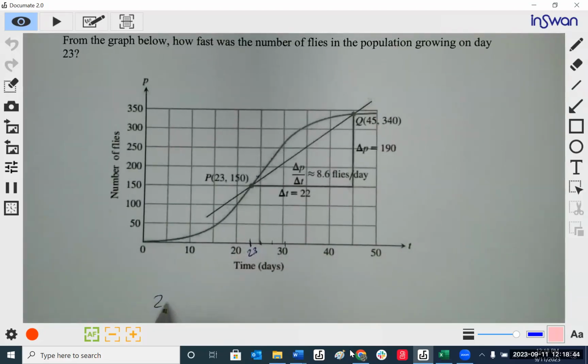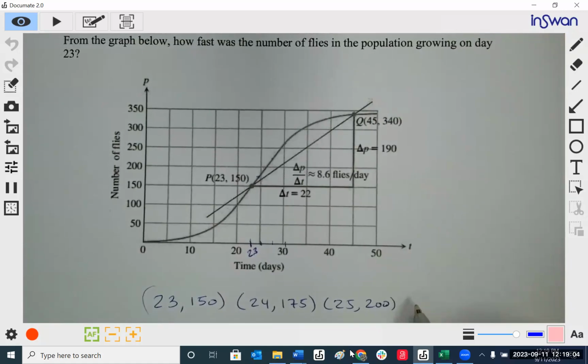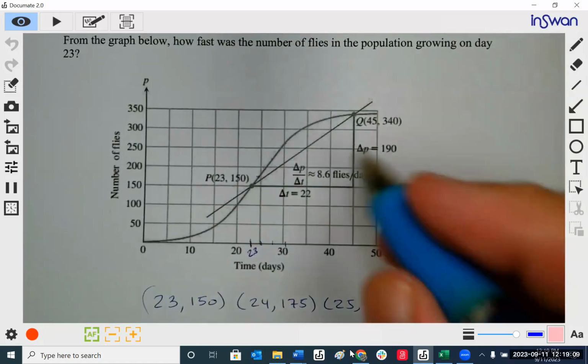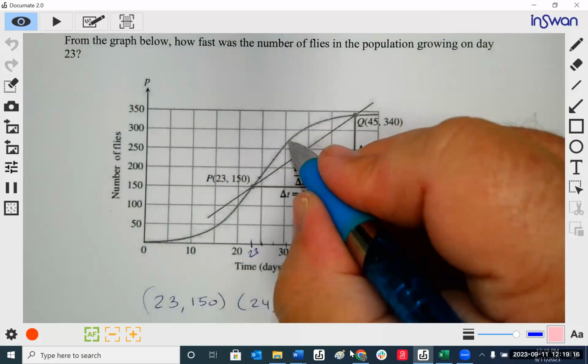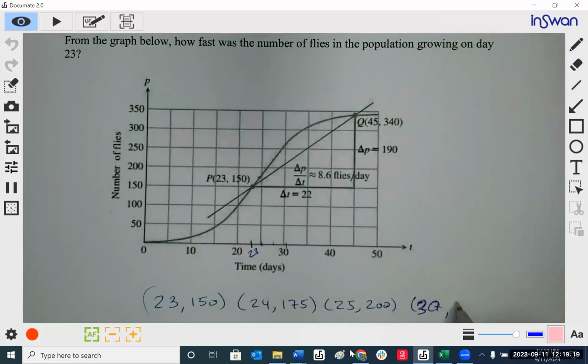So we have at 23, 150. We have 24 at 175, 25 at 200. Let's try one more. Let's try 27. Let's try 30. Make it easier for us. 30 is about 260.